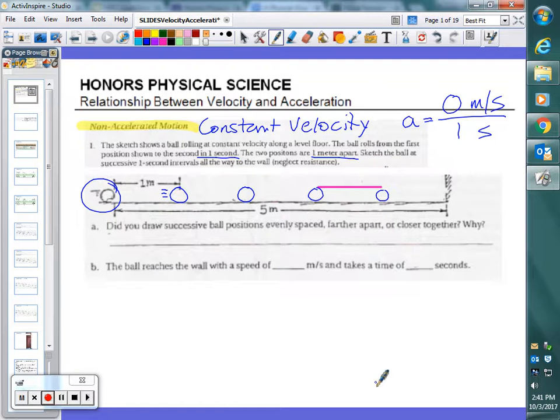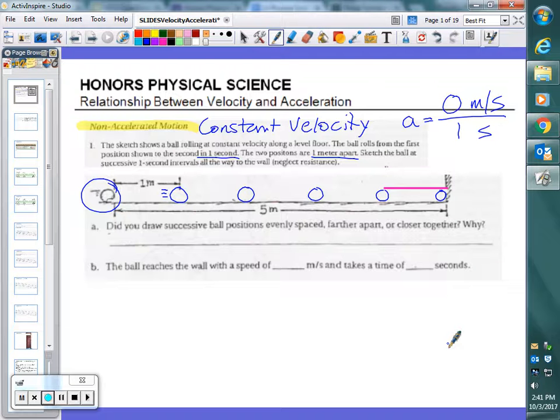And then finally, 1 second after that, how far is it going to go? 1 meter again. Okay? And we end up at the wall. Okay?